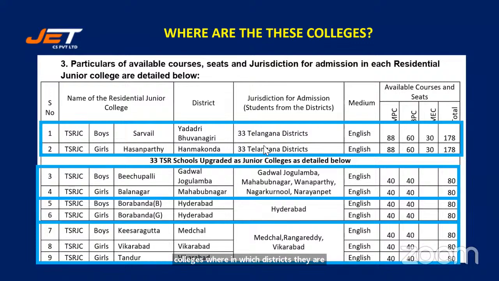So these are the districts where the junior colleges are present: Yadadri Bhuvanagiri, Hanmakonda, Beachpalli, Gadwal, Jogulamba, Balanagar, Mahabubnagar, Borabanda, Hyderabad, Kisargutta, Medchal, Vikarabad and Tandoor.